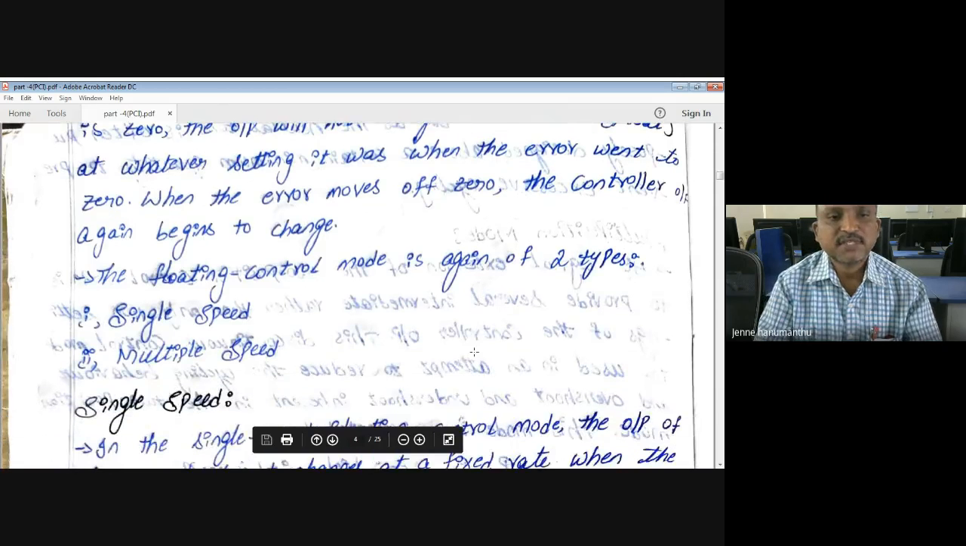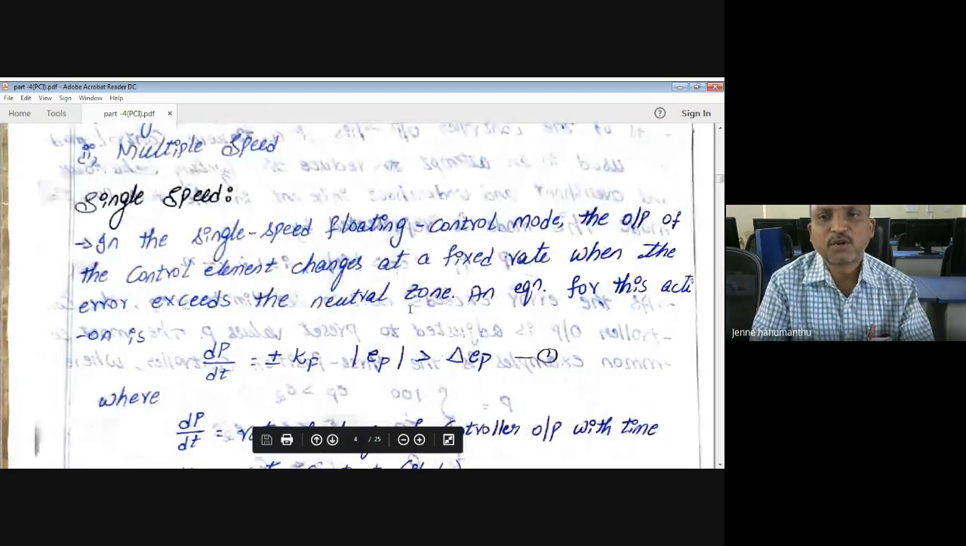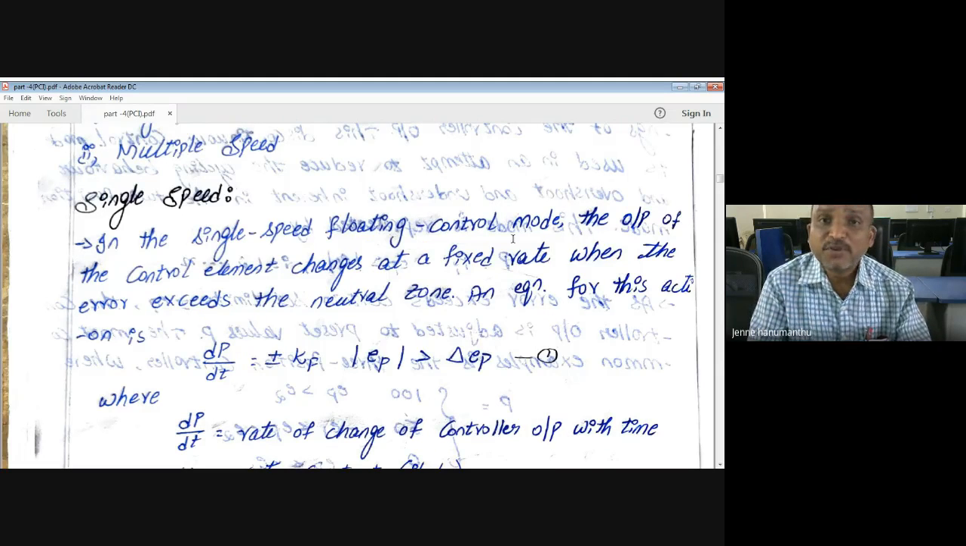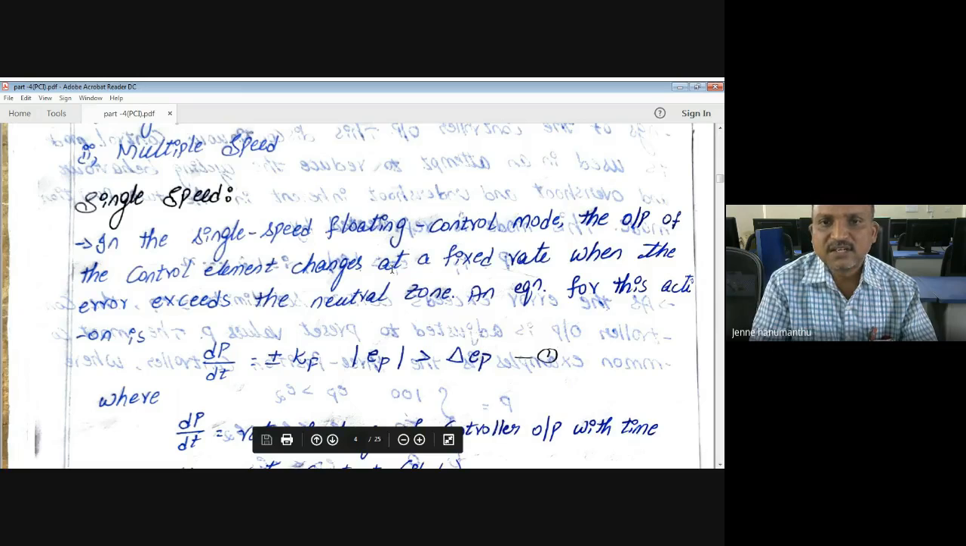Again we have two types: single speed and multiple speed. In single speed floating point controller mode, the output of the controller changes at a fixed rate, a constant speed. How is it constant? Mathematically you can write it like this: at a fixed rate when the error exceeds a neutral zone.